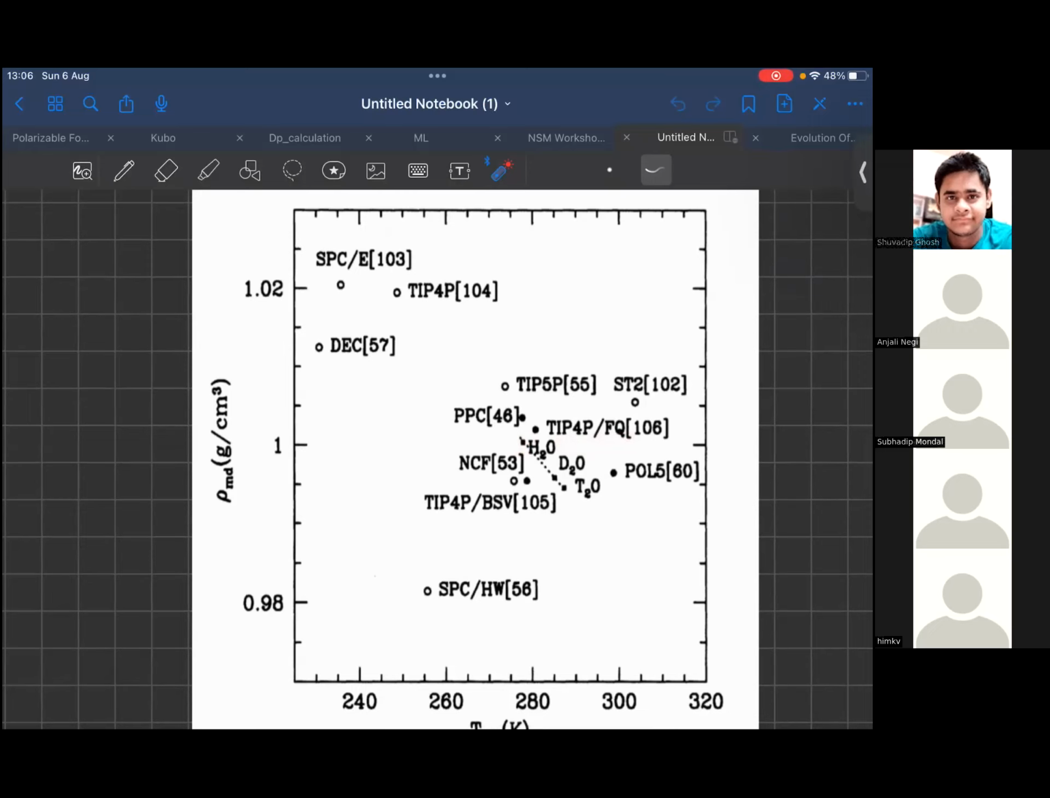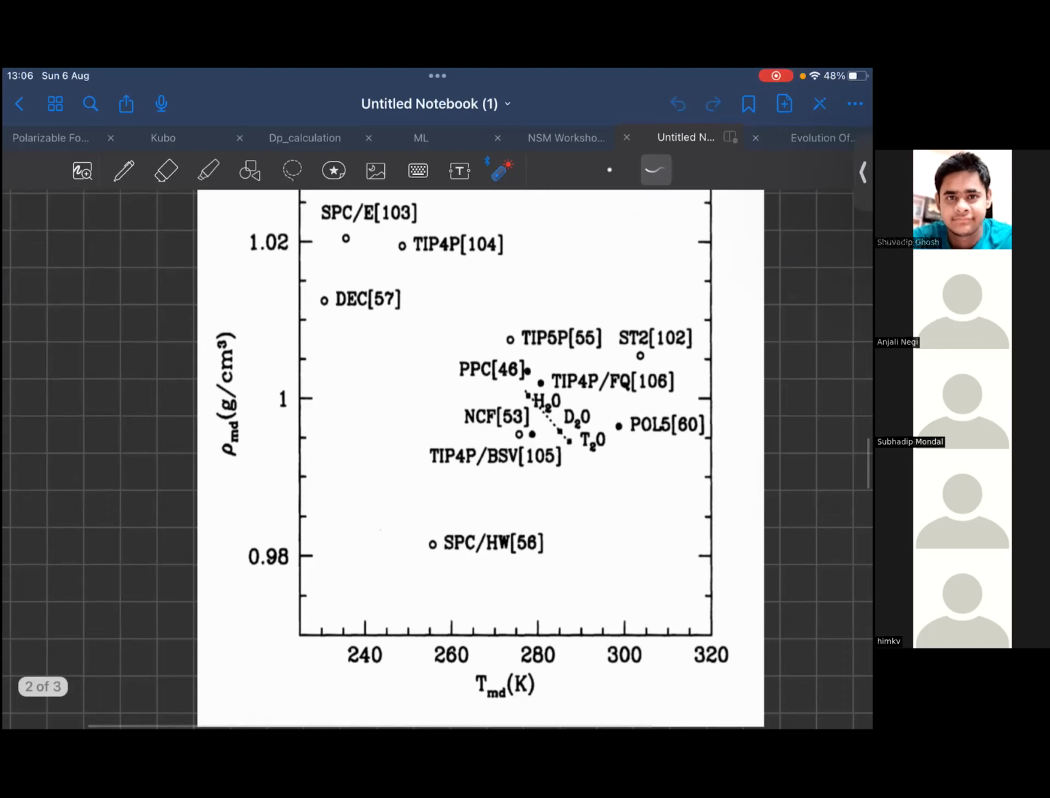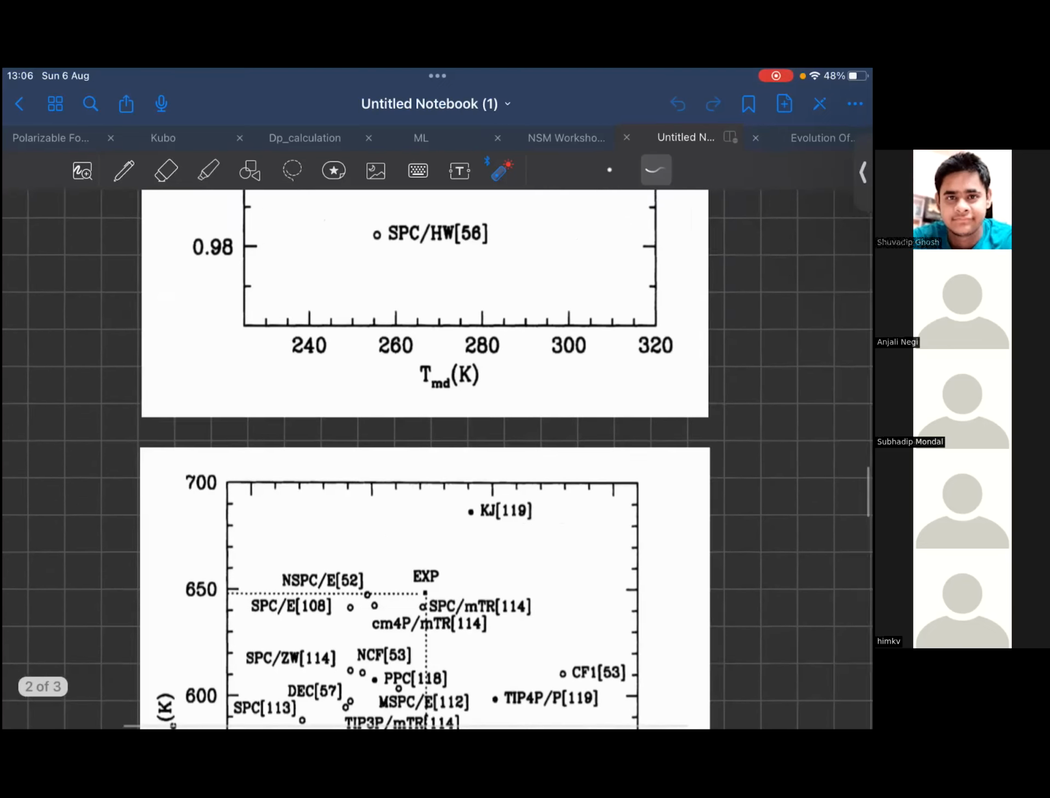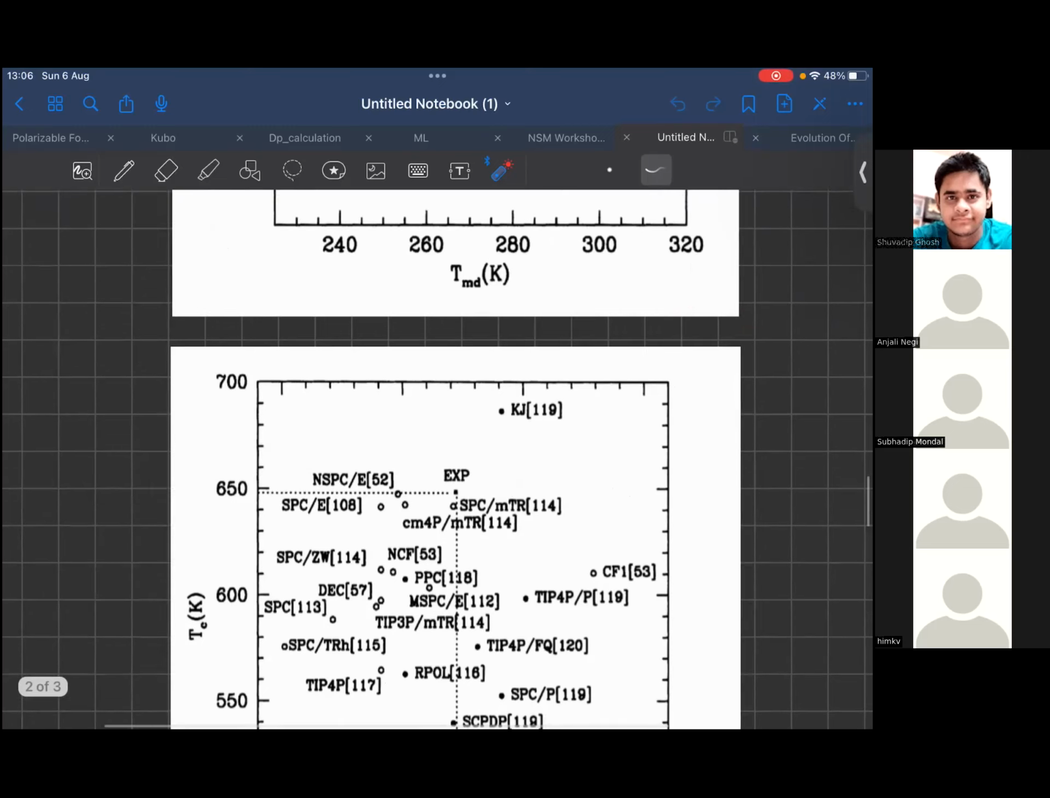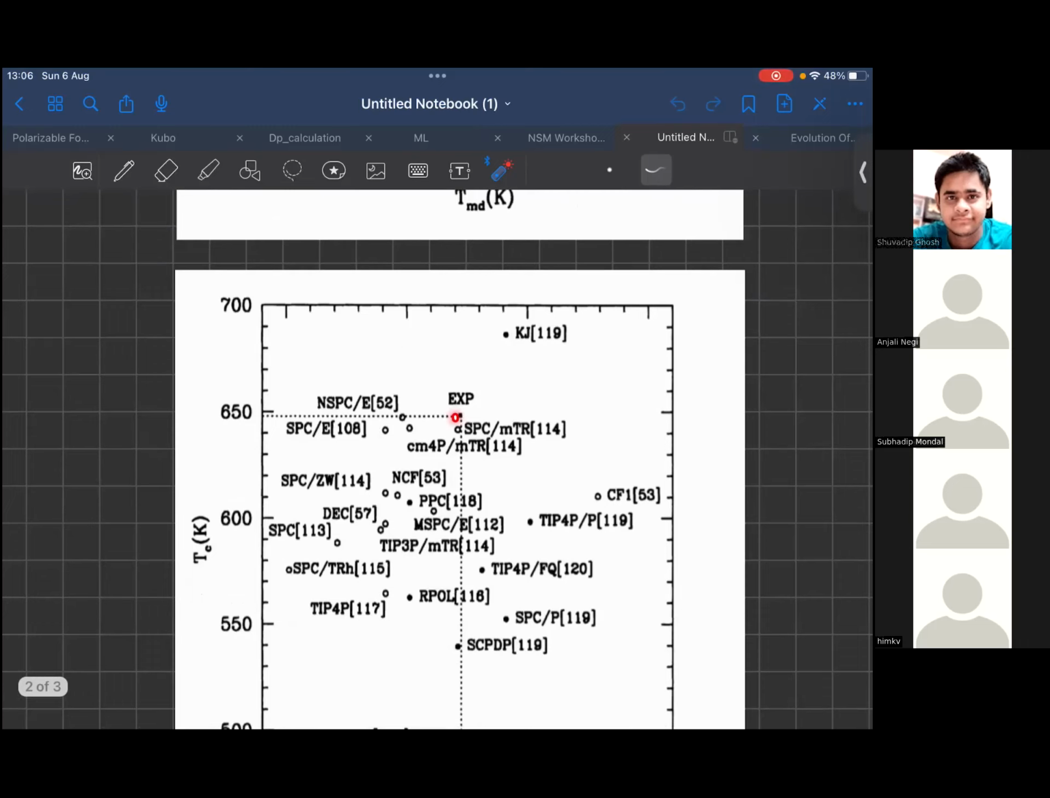Okay, and this is something. After that, if we see the critical parameter, as you know, due to the presence of hydrogen bonds, water shows a high critical temperature value. For water, this critical temperature is around 647.1 Kelvin.